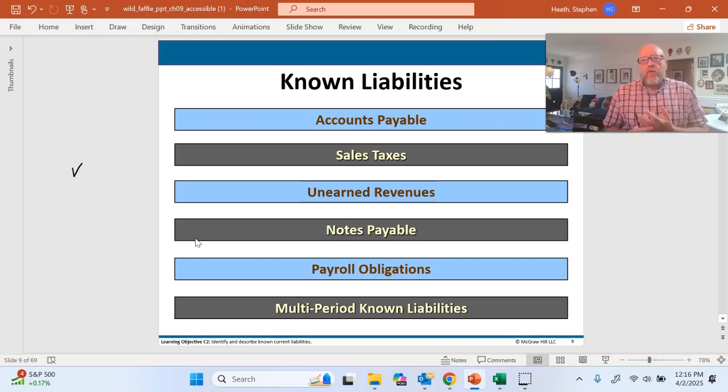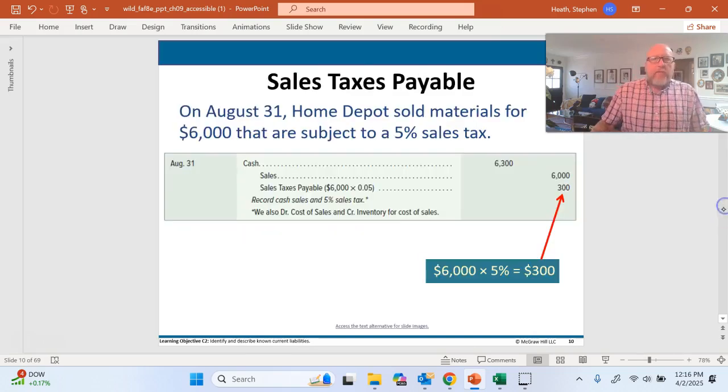Sales taxes we'll go over. Unearned revenue we're going to go over in this lecture. Notes payable we will also go over in this lecture. Payroll obligations, I'm going to wait until the next lecture to cover that. And then we'll finish this up with multi-period known liabilities. So I don't even think we have to deal with accounts payable, so we can just jump right into sales taxes payable.